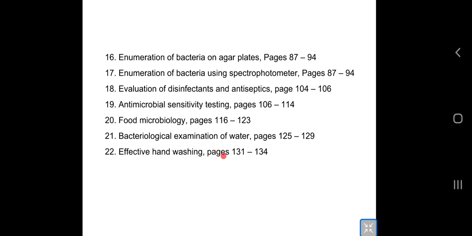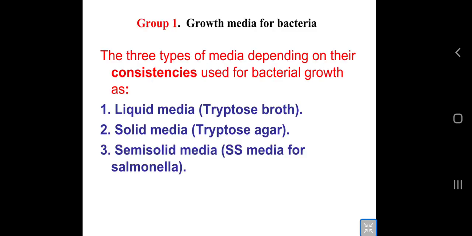But if you don't want to, for example, effective hand washing, I am not going to ask you any question on that. And bacteriological examination of water, I'm not going to ask you. These are 2 main ones I'm not going to ask. Maybe food microbiology, I may ask you, I'm not sure. Antimicrobial sensitivity, I will ask you. But 21 and 22, I may not. This one you already have, I sent it after your presentation last time.